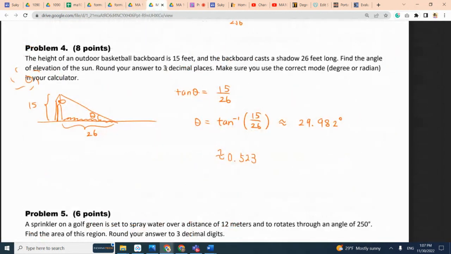Problem 4. Okay, we have a similar problem in the practice exams. The angle of elevation is this angle, okay? And tangent theta is 15 over 26. Therefore, theta is arctangent of 15 over 26. You can either use degree mode, then you get 29.982 degrees, or you can use radian mode, then you get 0.523.